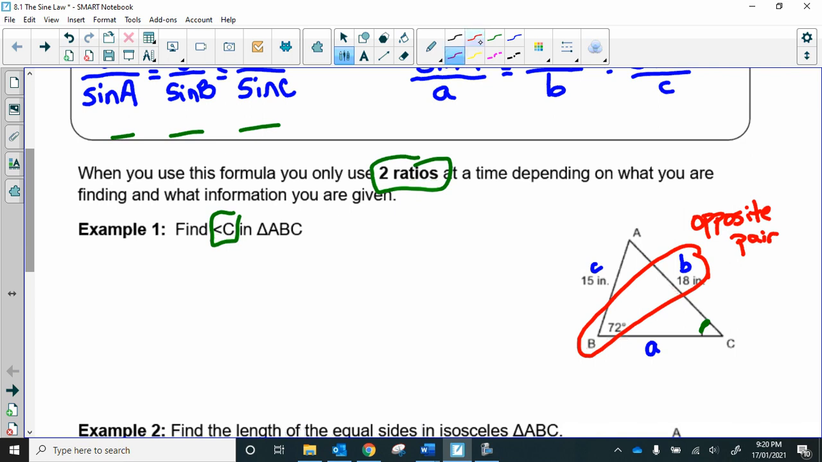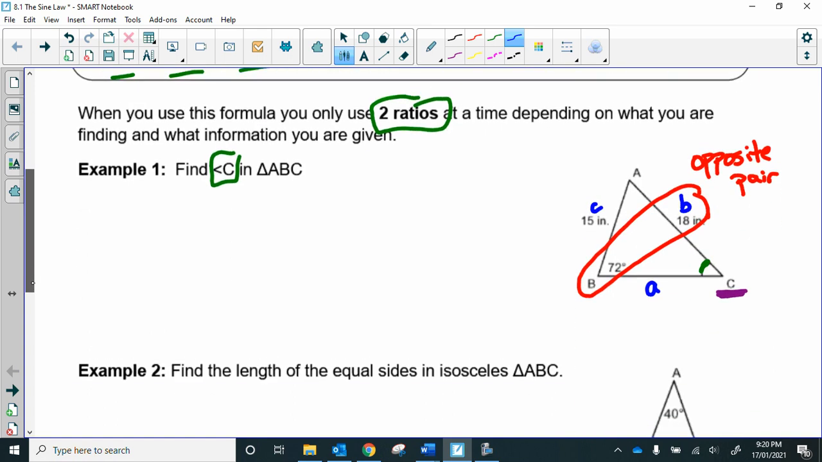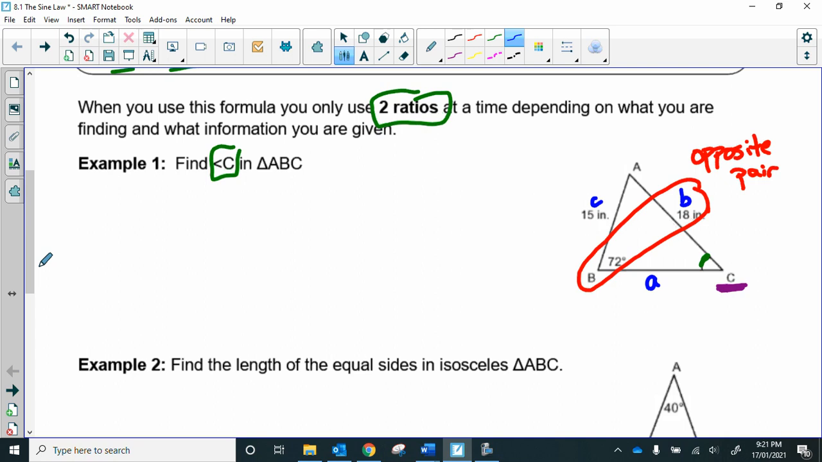So since I'm trying to find angle C here, I'm going to be using the formula for solving for an angle, which is this one here. And I'm going to be writing down the angle C part first because that's what I want to find. So I'm finding angle C. So the first thing I'm going to write down is sine angle C. Whatever you're trying to find, that's the first thing you write down.